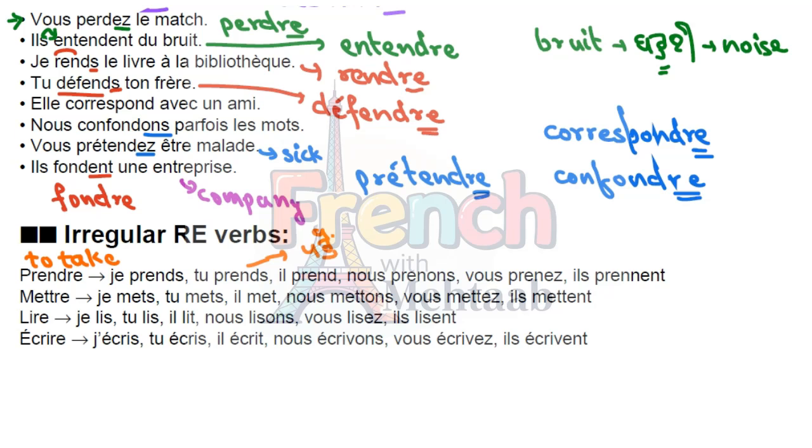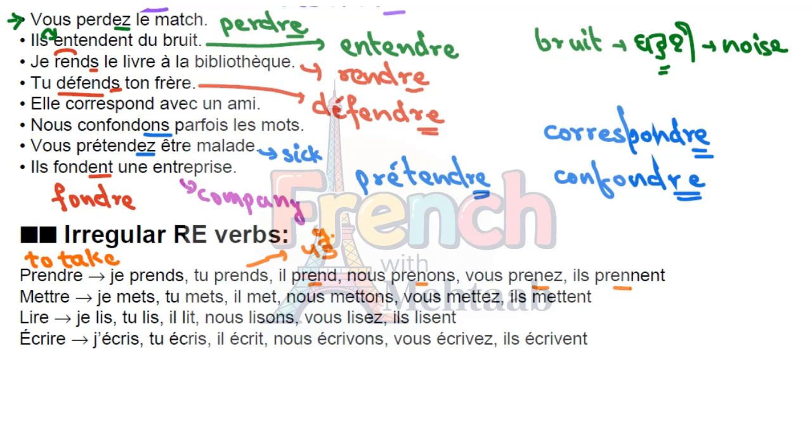He takes or she takes: il prend or elle prend. Then we take, nous prenons. You take, vous prenez. They take, ils prennent or elles prennent. Répétez après moi. Prendre, je prends, tu prends, il prend, nous prenons, vous prenez, ils prennent.